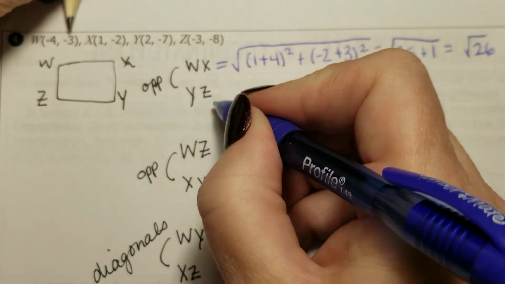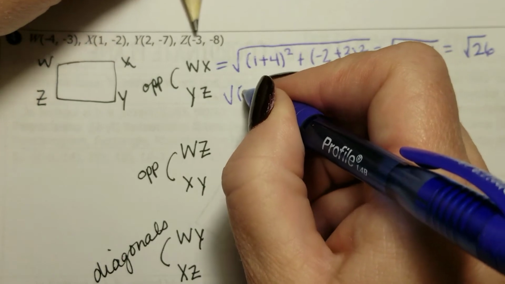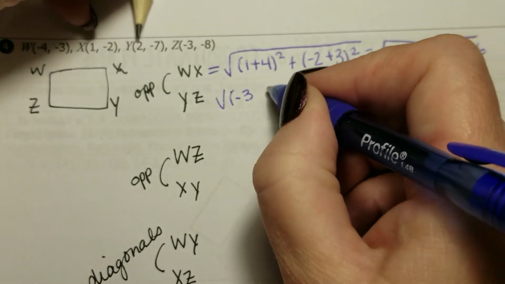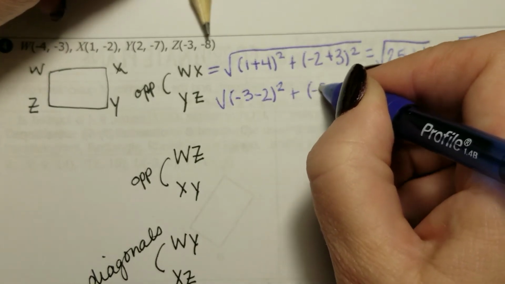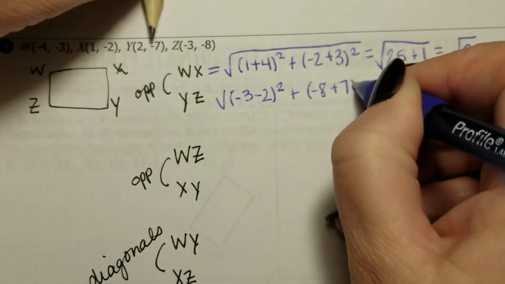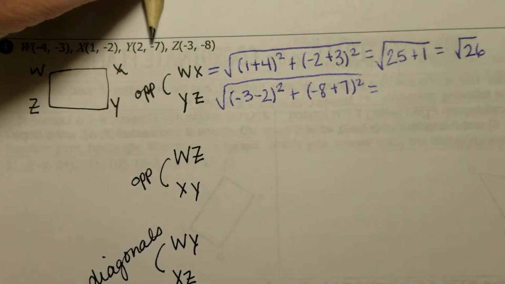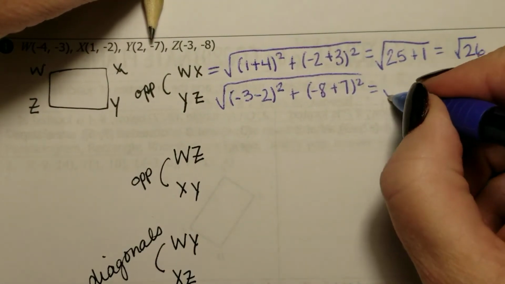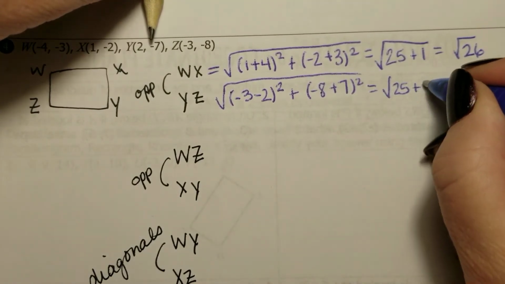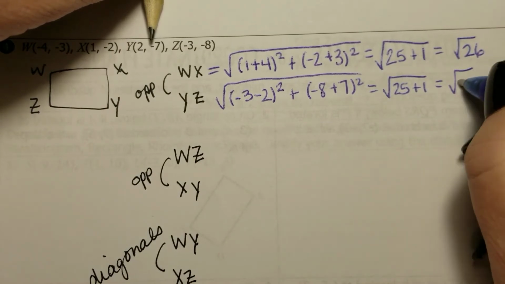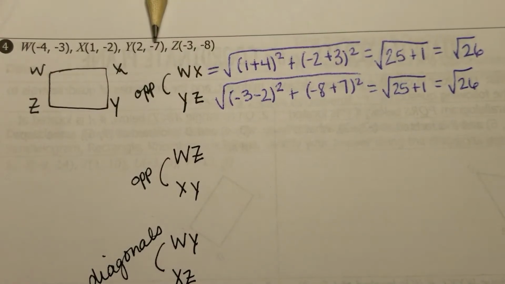So YZ, we're going to do the square root of negative 3 minus 2 squared plus negative 8 minus negative 7 squared. And negative 3 minus 2 is negative 5. Negative 5 squared is 25. Negative 8 plus 7 is negative 1. Negative 1 squared is 1. So once again, we have the square root of 26. So it's looking hopeful that it is going to be one of these shapes.